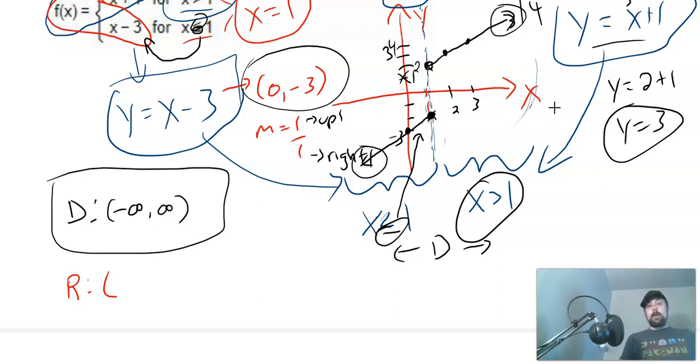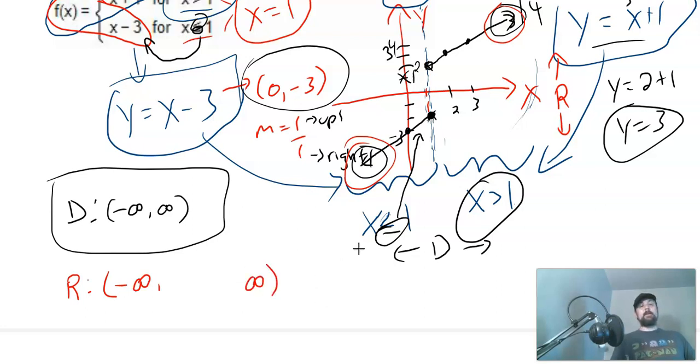Now, if you're thinking about the range, how far down, how far up, you might say, well, same thing, right? Goes down forever, goes up forever. But that doesn't really capture the full picture, right? It does go down forever. It does go up forever. But there is a gap here in the middle. And that gap does not affect the x-coordinates, right? No x-coordinate is left out.